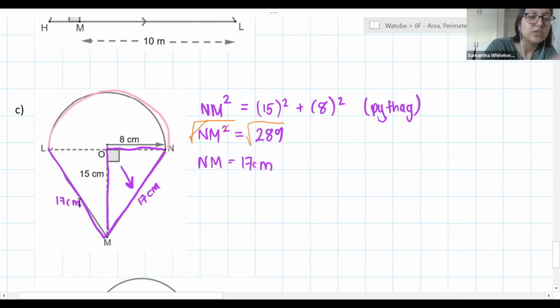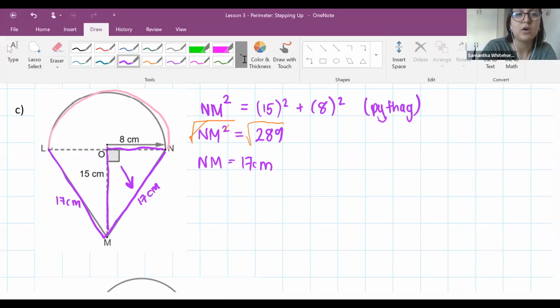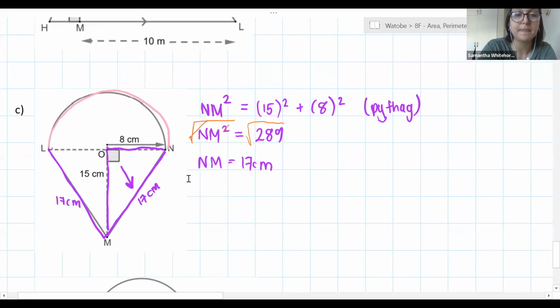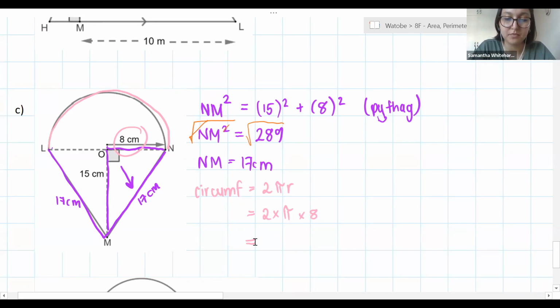The next thing I need to do is work out that half circumference, the one in pink. Now we know that to work out the circumference of a circle, we have the formula 2 pi r. So we would have 2 times pi times the radius, which we know is 8 centimeters. And that would give me 16 pi, which is 50.26, and there's a whole long decimal, 50.2654, blah, blah, blah.